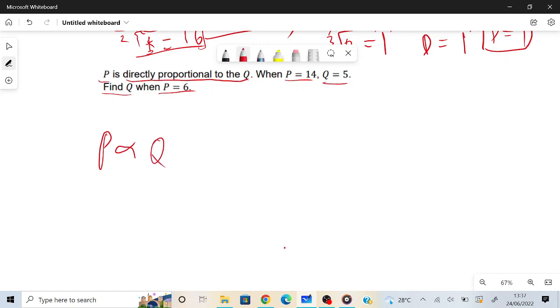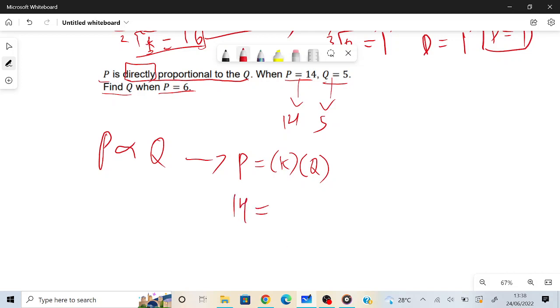Now it says when p is 14, q is 5. So forming our equation, this is simply p equals k into q. Do remember that we are still working in directly proportional in this question. So substituting your values, 14 equals 5k. Why 14? Because that's the first value of p given, and why 5k? Because q is 5 and 5 times k is 5k. And solving for k, k is 14 over 5, and if I'm not wrong, that's 2.8.